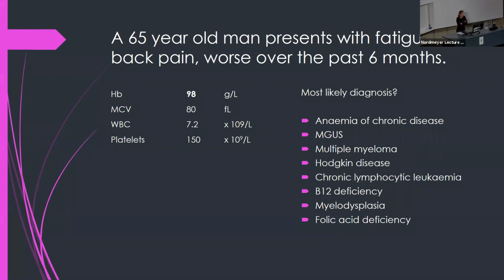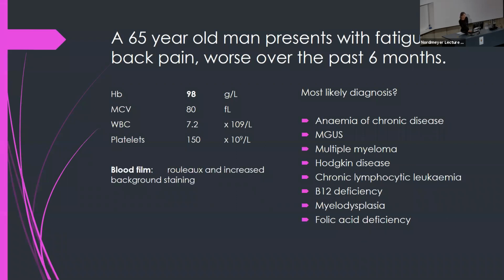So he's anemic, he's got normocytic anemia, normal MCV, white cells and platelets normal, and they want to know what the most likely diagnosis is. Well, you need more information. You can't tell me on the basis of what I've given you so far.